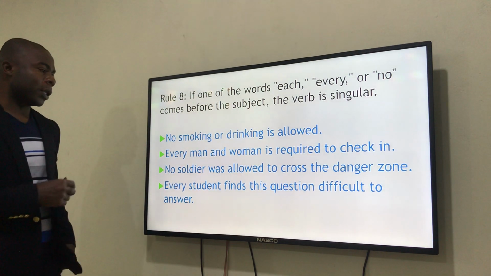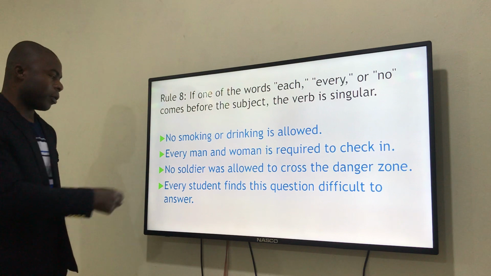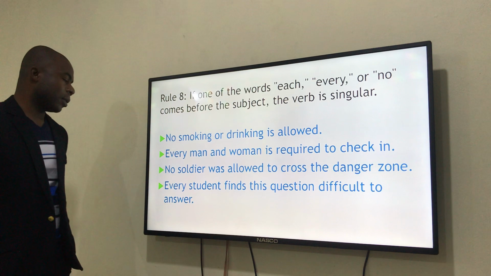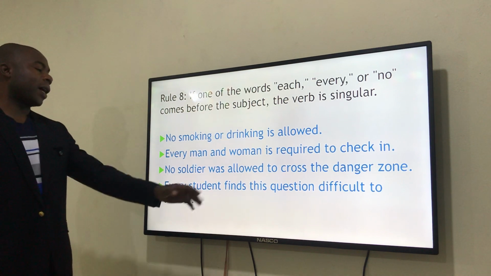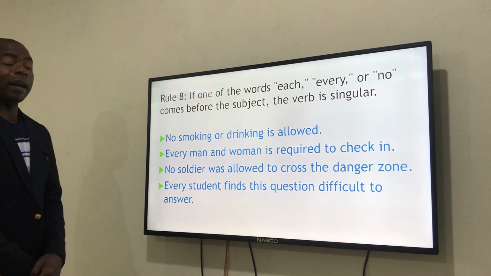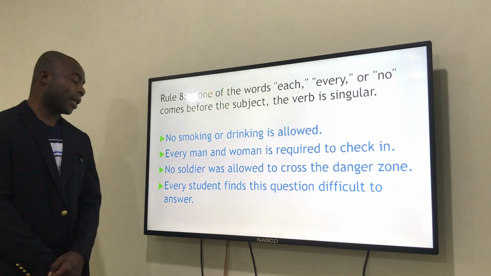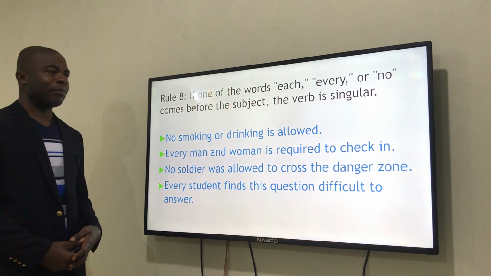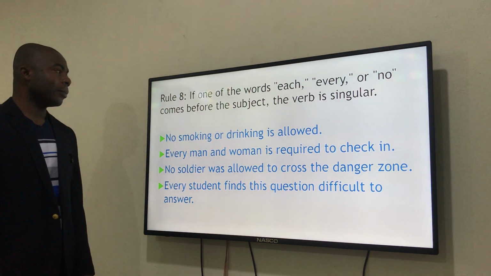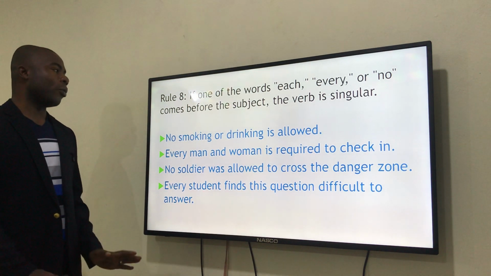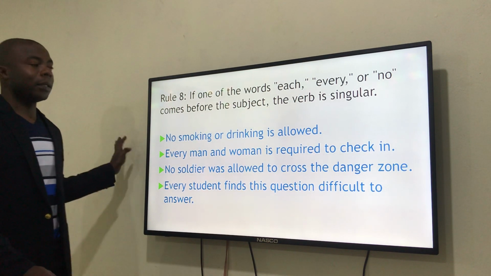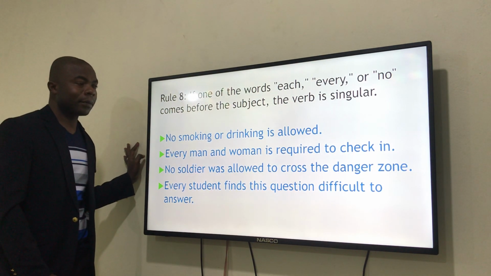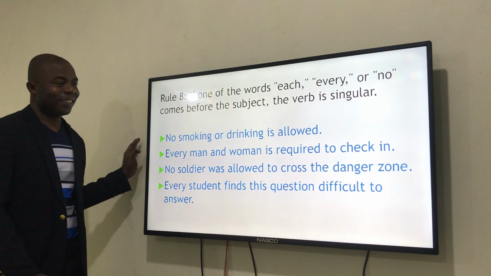No soldier was allowed to cross the danger zone. Of course, soldier is already singular. Coming before it is no, the verb is singular, was. Every student finds this question difficult to answer. So every coming before student, already singular, we could see the verb is singular. If one of the words each, every, or no comes before the subject, the verb is singular. Then we can move on.